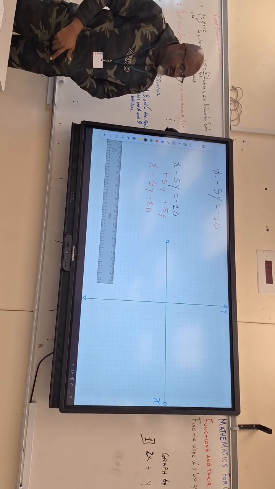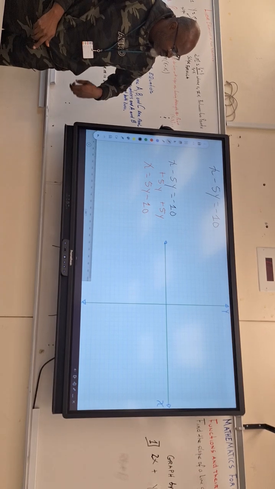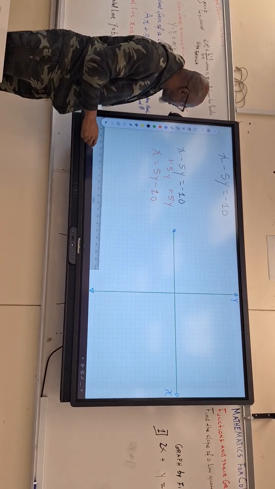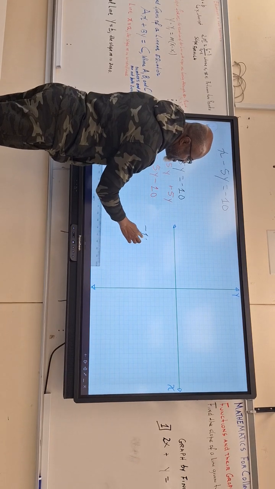Can you identify your x-intercept form? What is your x-intercept? Negative 10, as an ordered pair. How will you write it? Alright. My ordered pair will be negative 10, 0.